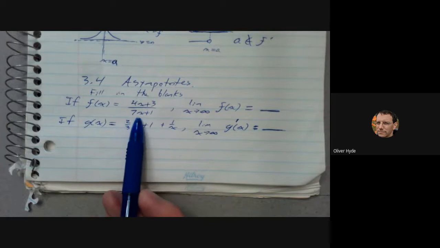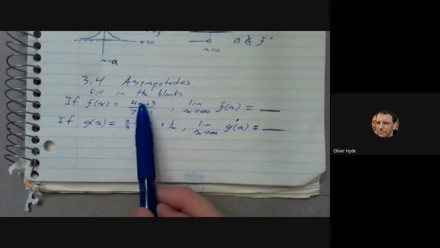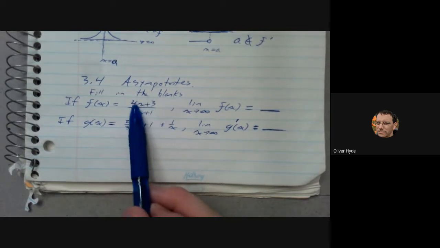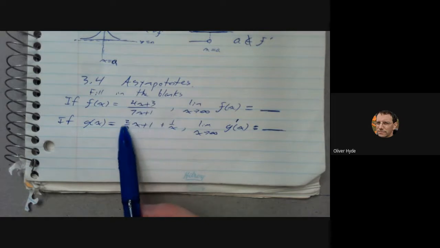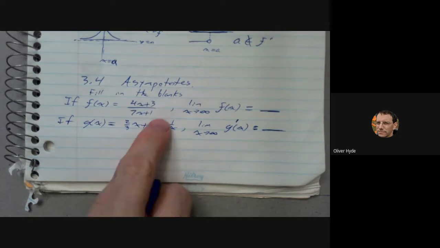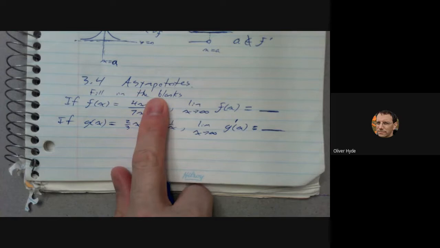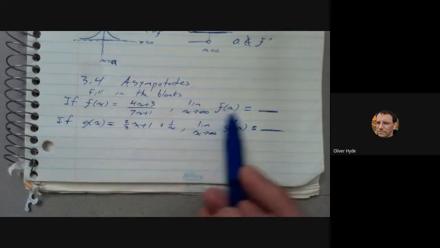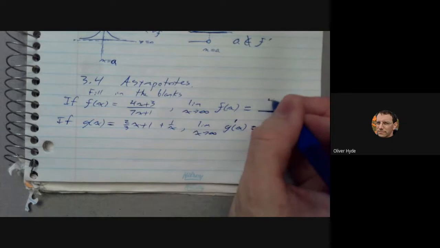Okay. If f of x is (4x plus 3) divided by (7x plus 1), I don't need to remove a factor of 4x. I don't need to multiply by the reciprocal of x to see that as x grows without bound, these constant terms become negligible. And 4 times a million divided by 7 times a million is going to be about 4/7. So as x grows without bound, my function values should converge on 4/7. That's telling me that I'm expecting a horizontal asymptote of y equals 4/7.